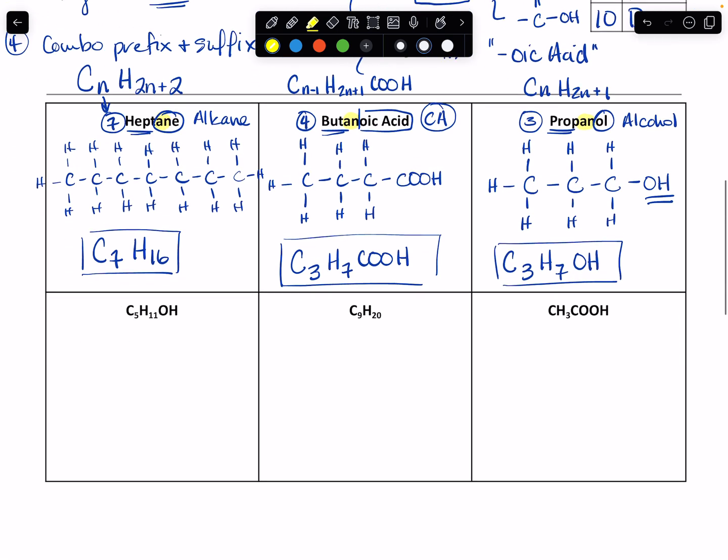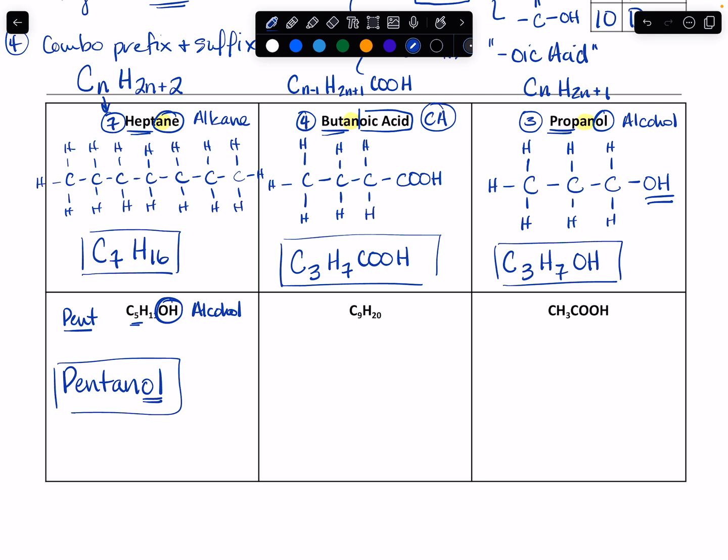All right, so let's look at our formulas. All right, so we've got OH, so this is an alcohol. All right, I've got 5 of them, so that's going to be pent for my prefix. All right, so it's going to be pentanol. All right, so this is going to be the name for this particular alcohol. All right, next, only carbons and hydrogens, so this is an alkane. I've got 9 hydrogens, so that's non, so nonane. It's going to be the name for that alkane.